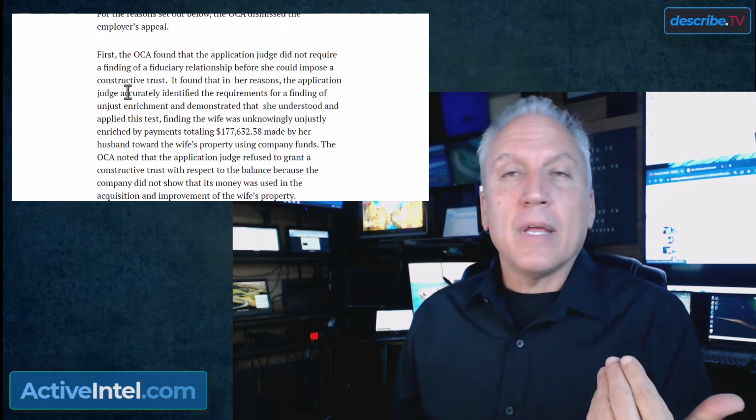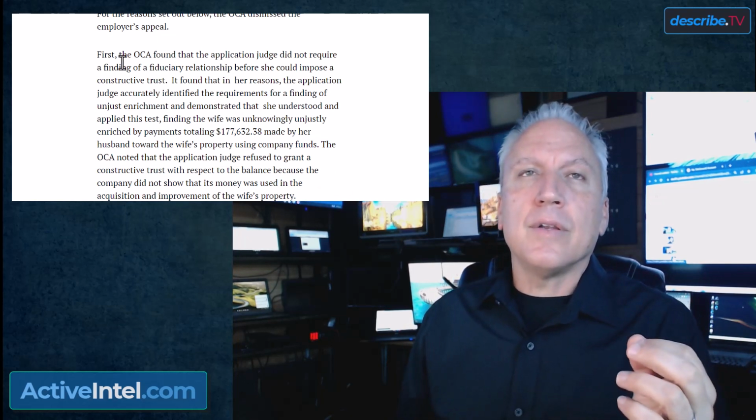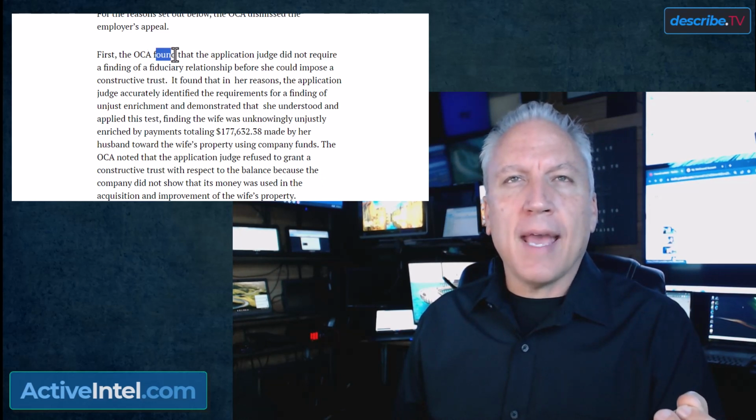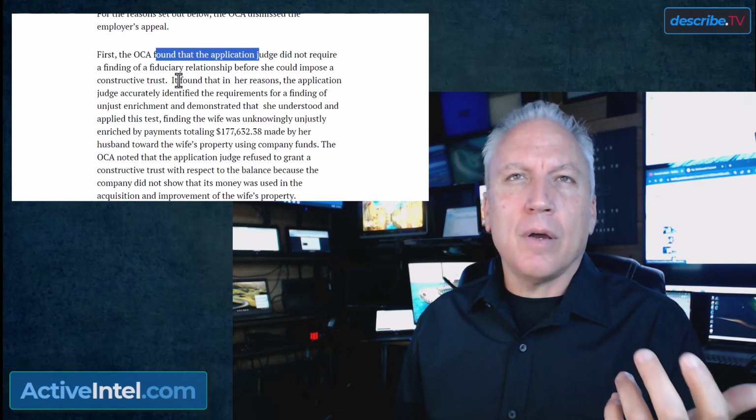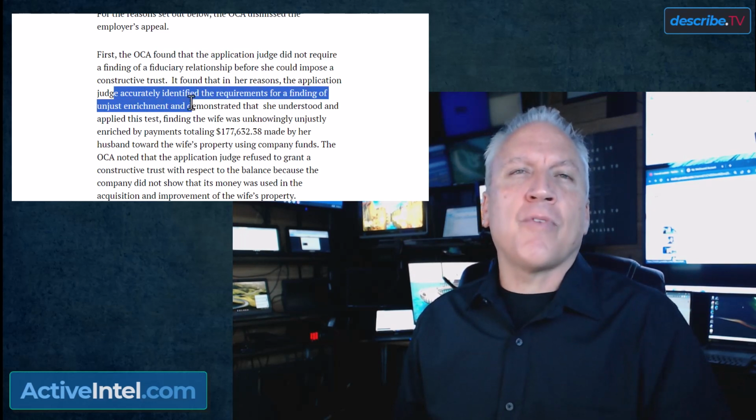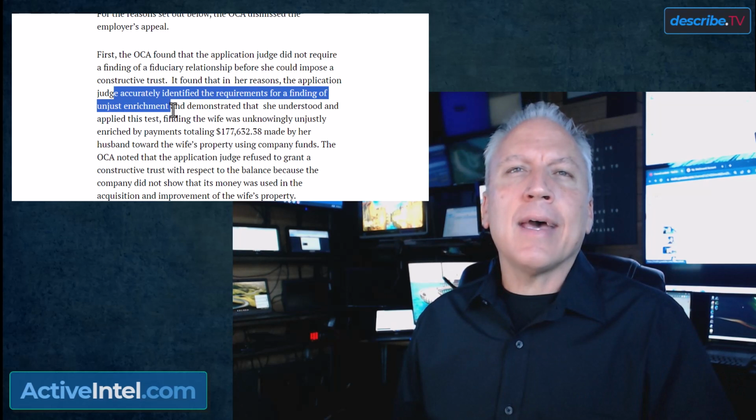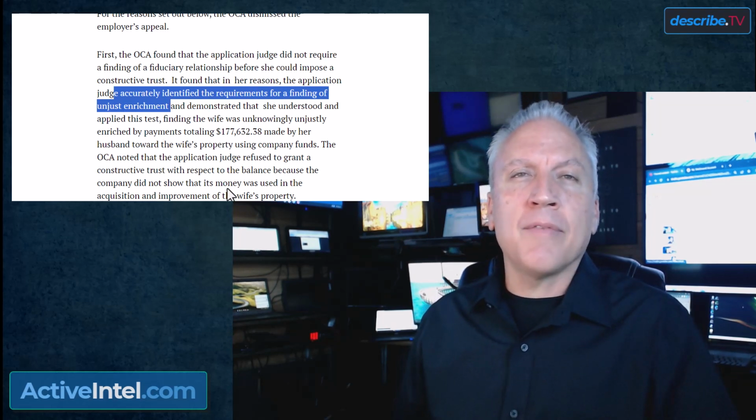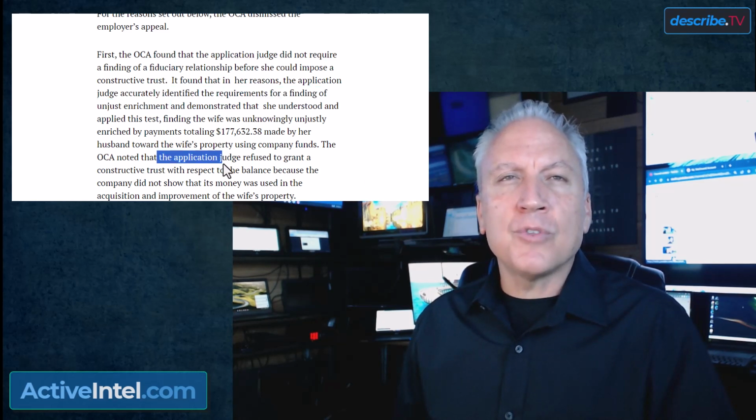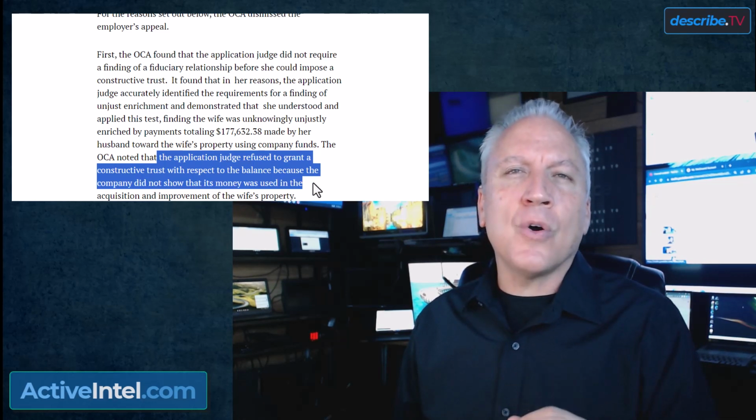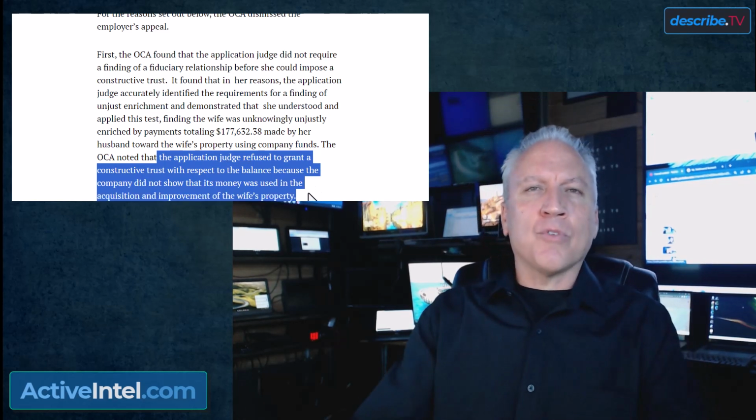In this case, the company appealed, but again, the appeal was overturned because the appeals court found that the application judge did act appropriately. It found that the application judge accurately identified the requirements for finding of unjust enrichment, and that the plaintiff did not have sufficient evidence. Their investigation did not present evidence. The application judge refused to grant a constructive trust with respect to the other money because the company did not show that its money was used in the acquisition and improvement of the property.